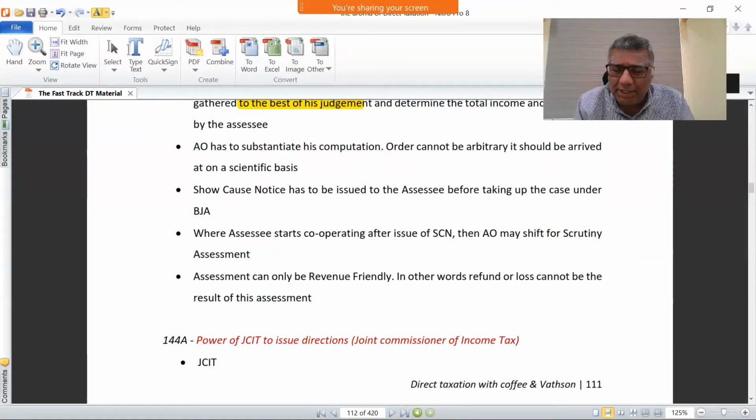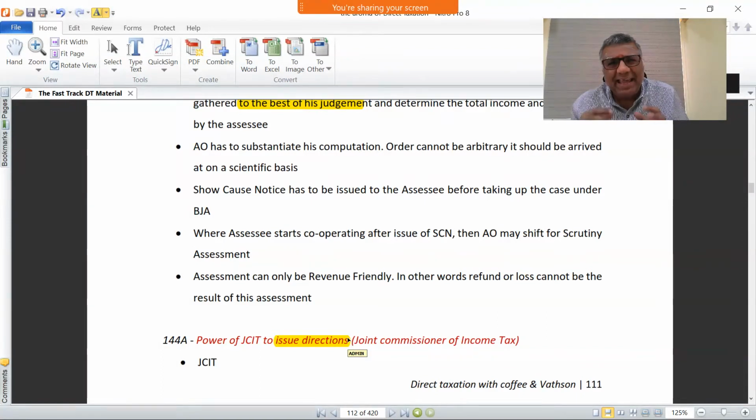Powers of the Joint Commissioner to issue directions. What is this? To issue direction. Remember this. To whom can he issue direction? To his subordinate only. He cannot issue direction to the assessee because they don't have any relationship. Only to his subordinate he can issue direction.